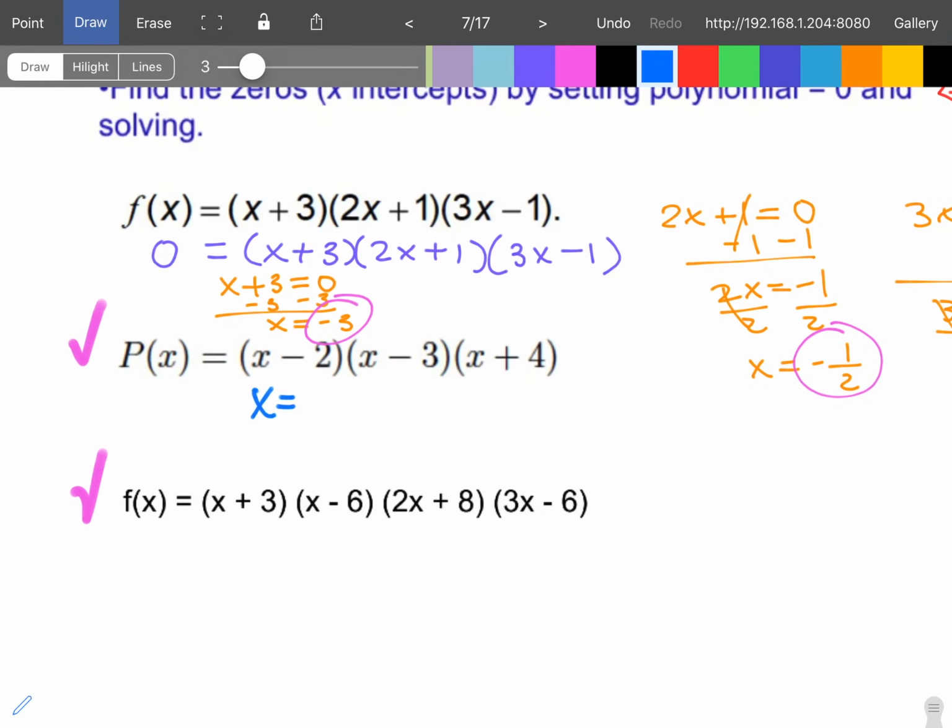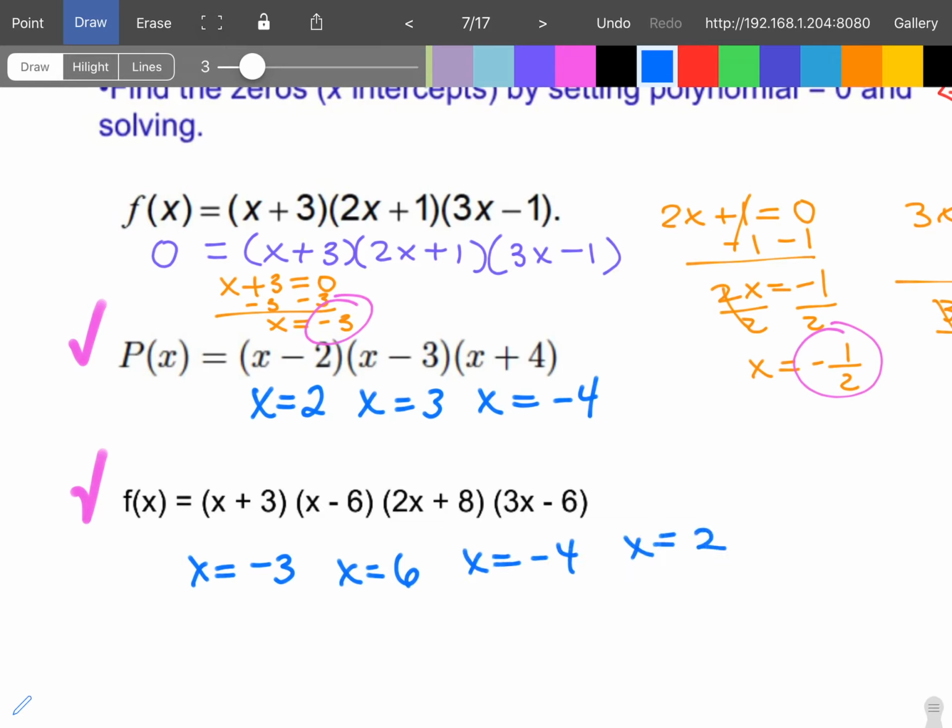So if you set each of these equal to 0, you would have gotten x equals 2, x equals 3, and x equals negative 4. On this one, you would have gotten x equals negative 3, x equals positive 6, x equals negative 4, and x equals positive 2.